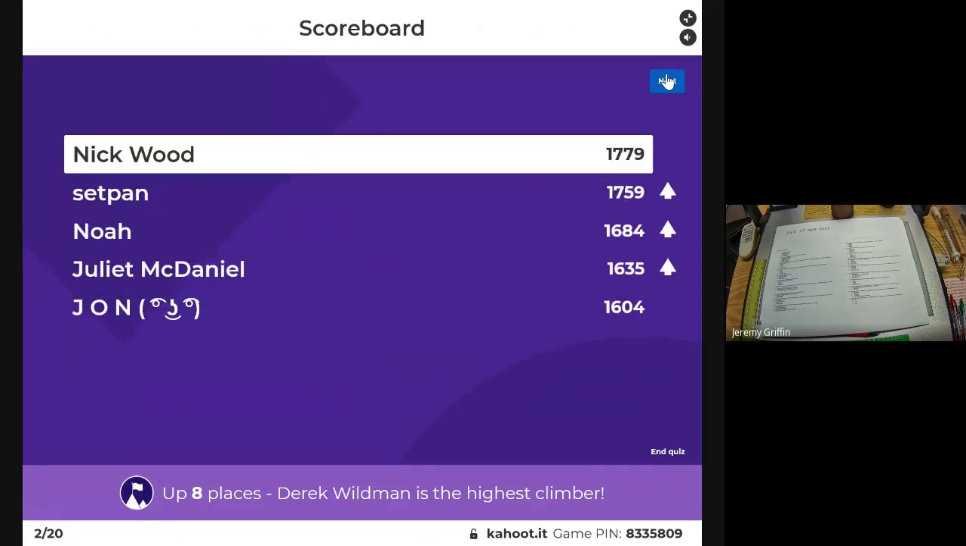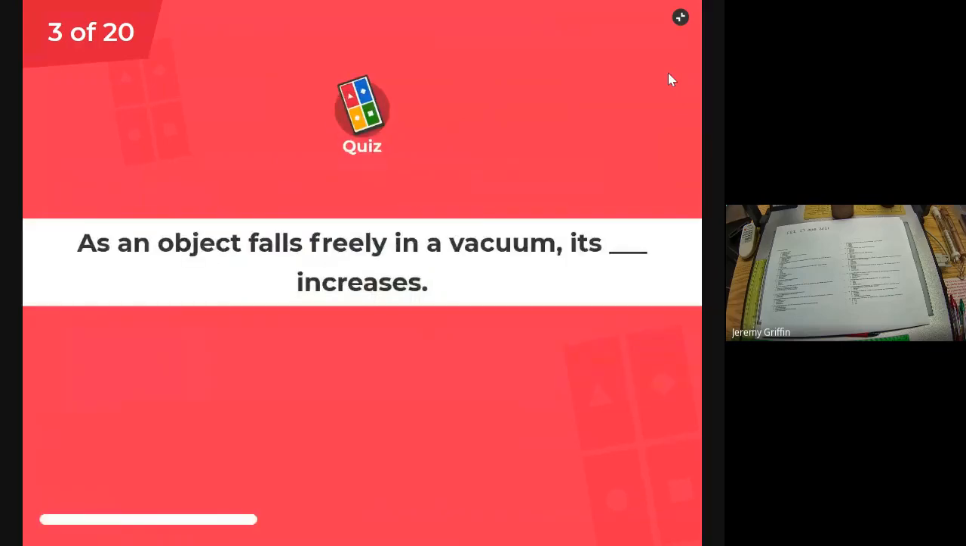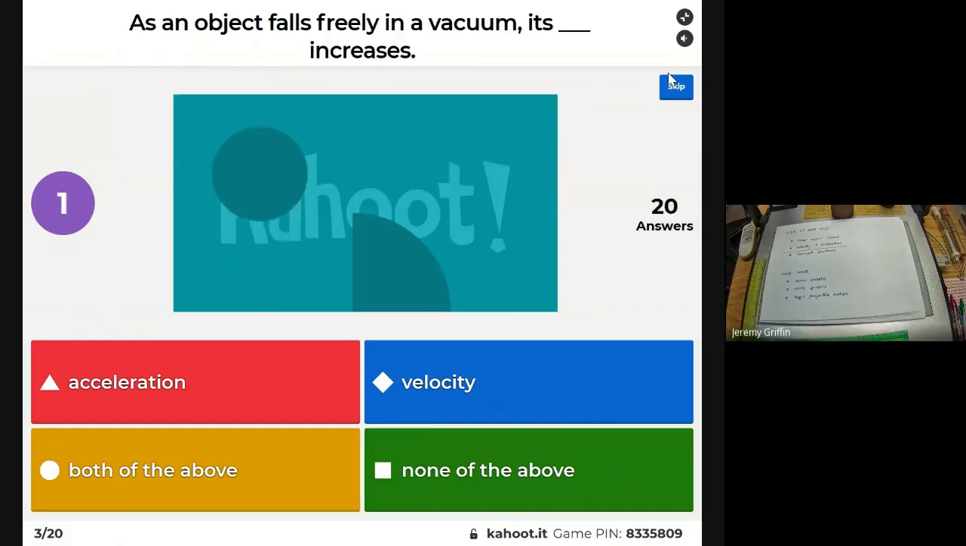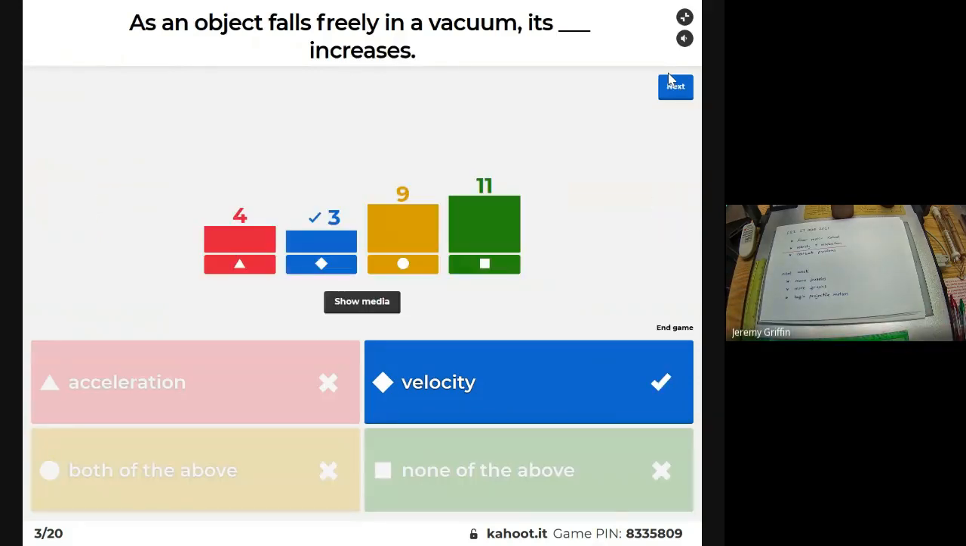All right, Nick Wood, still in the lead. As an object falls freely in a vacuum, what is increasing? Its velocity is increasing, right? All right, so for the camera, in class I'm going to refer to this post over here. See this ball falling off the cliff, right? Let's revisit this table. So time's ticking, 1, 2, 3, 4, 5 seconds.